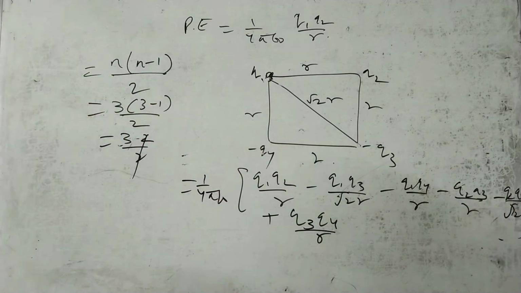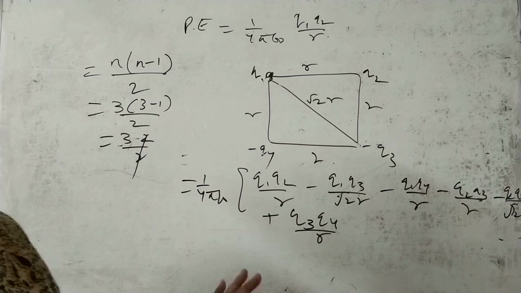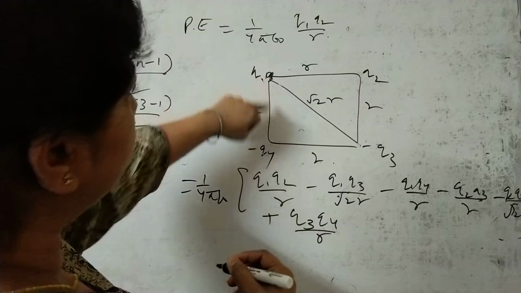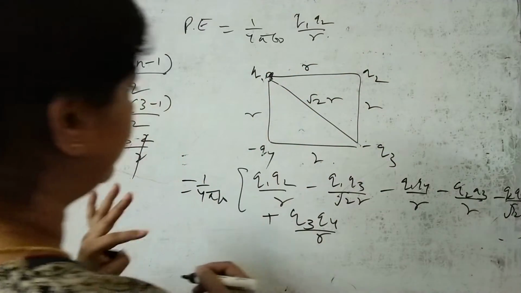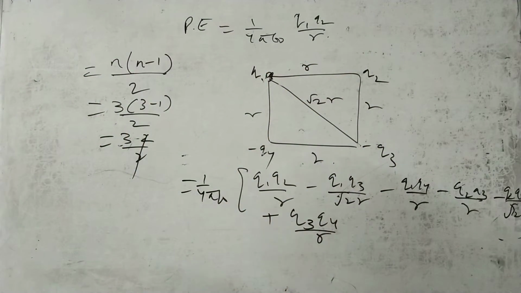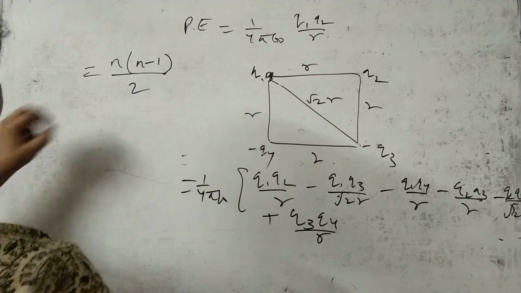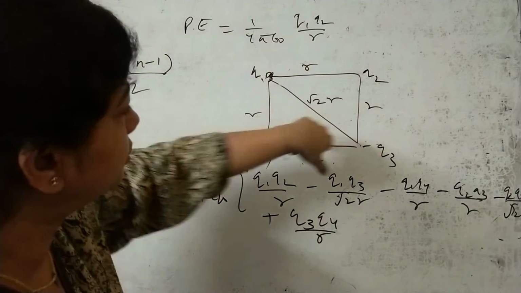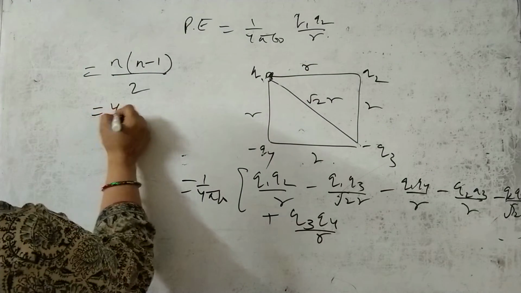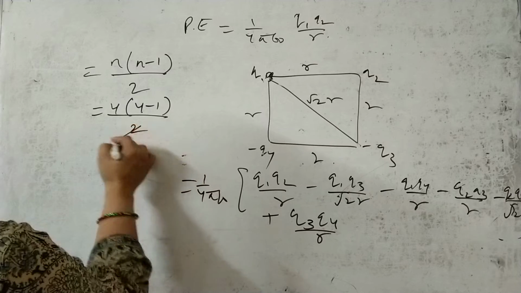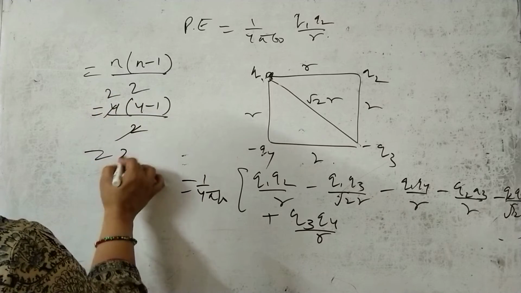Now the problem is that if you miss anything, then there is a problem. Suppose Q1 is interacted, this also interacted, this also interacted. So how do we find out? We have the general formula again here, and now n is 4, so 1, 2, 3, 4 charges. So 4 into 4 minus 1 divided by 2, so 2 into 3.